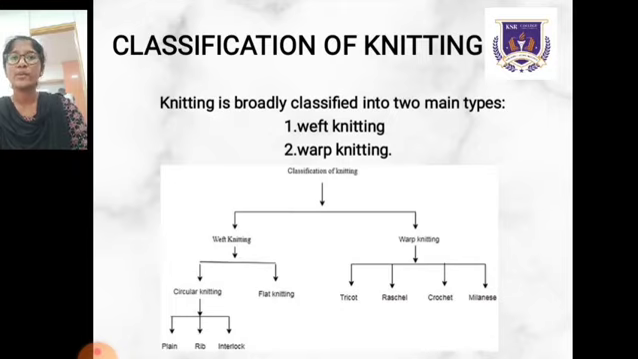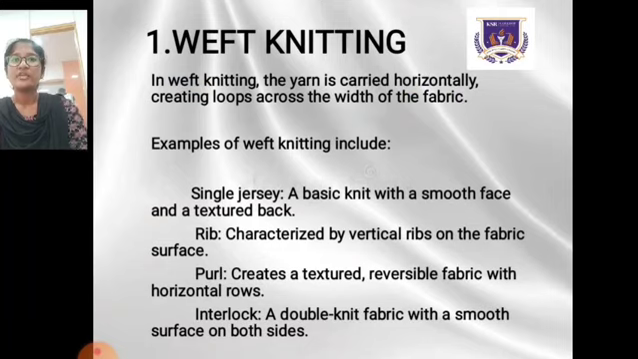Next, we see about the classification of knitting. Knitting is broadly classified into two types. First one, weft knitting, next, warp knitting. Weft knitting: the yarn is carried horizontally, creating loops across the width of the fabric. Examples of weft knitting include single jersey, a basic knit with a smooth face and a structured back.